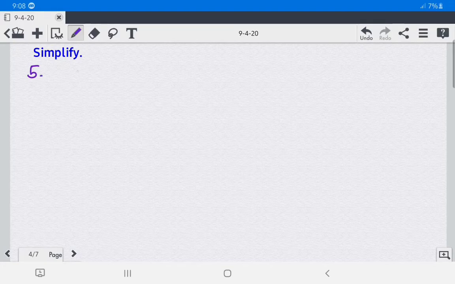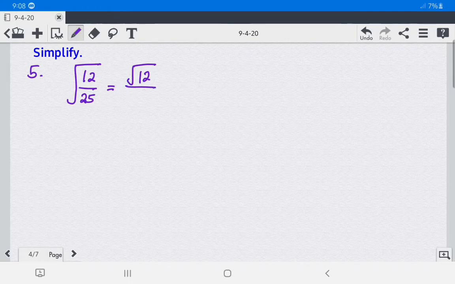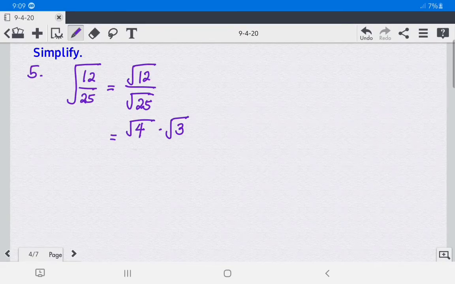Next, number 5. Let's say we have square root of 12 over 25. Here, you cannot divide 12 by 25, so you're going to make use of the quotient rule for radicals. You have square root of 12 over square root of 25. Then you're going to factor 12, wherein one of its factors is a perfect square. So we have square root of 4 times square root of 3, because if you multiply 4 times 3, we have 12.